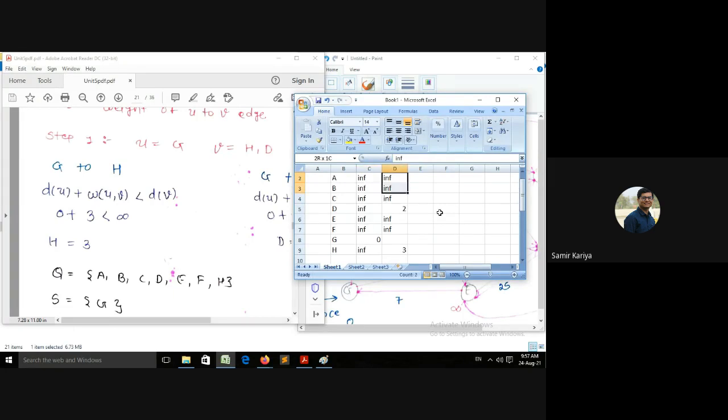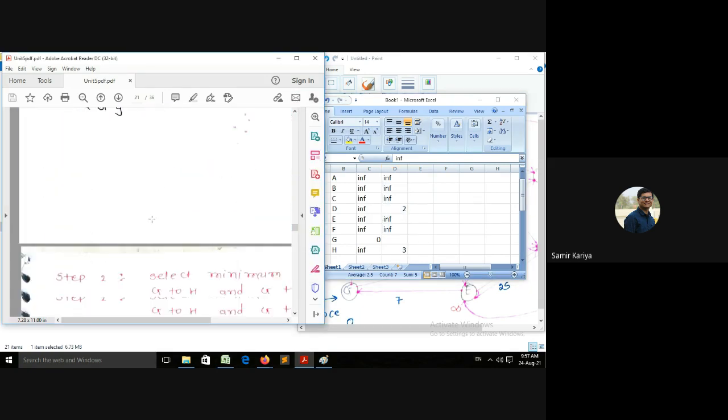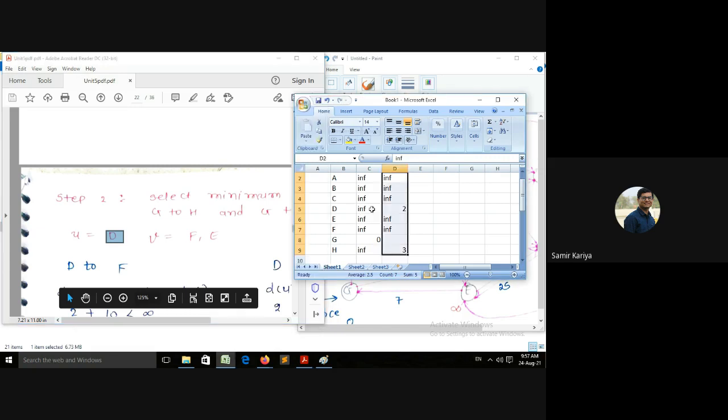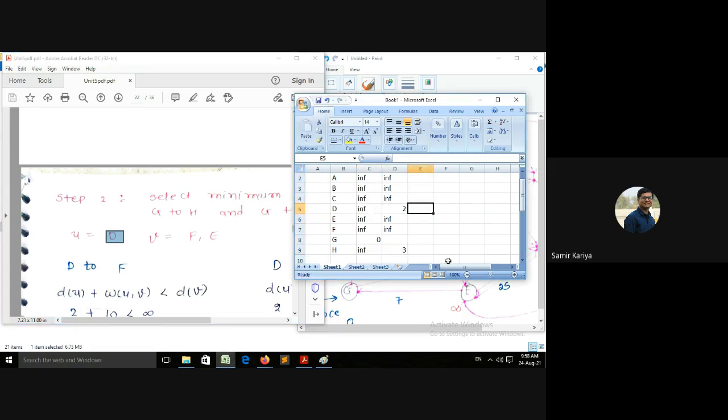Out of this, just select the minimum one. That's the D node. So now next iteration, step number 2, you have to select D. Also write the parent node here, or you may say that D is selected, then make it a capital T, and here you write the parent node, that's G. Now you are selecting this one.